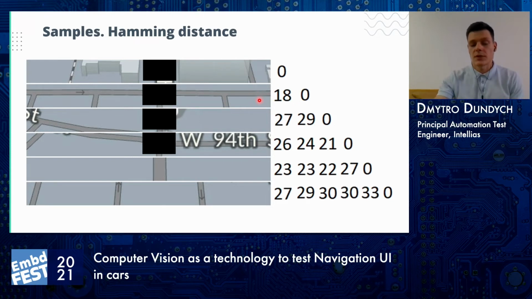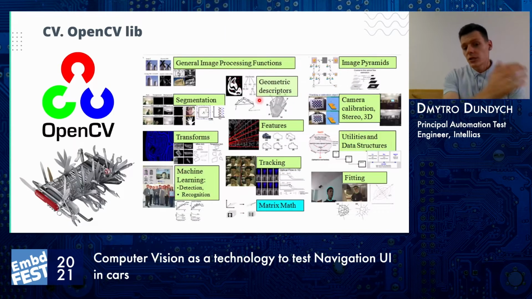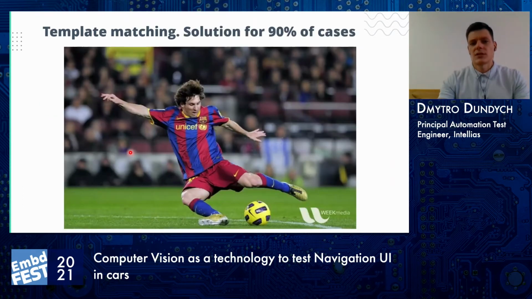So we needed to solve this situation, and we chose computer vision, actually the OpenCV library. It's a kind of multi-tool knife, because it has a lot of functionality for tracking, detection, and segmentation, but we don't need all that. In 90% of cases, we use template matching.